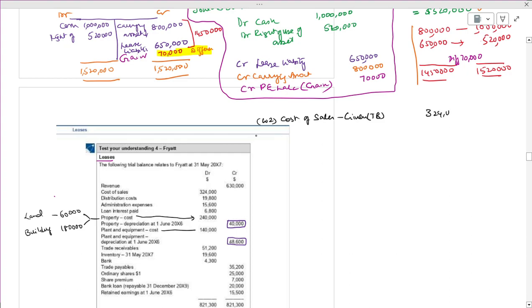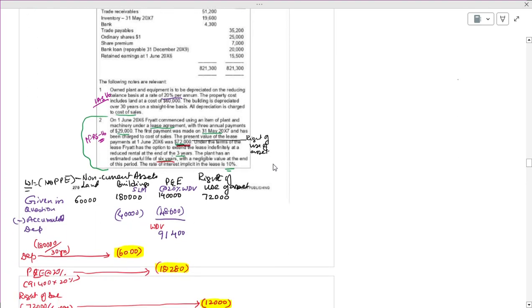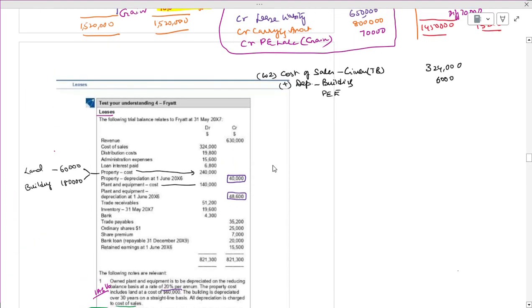324,000. Okay, now you have to add depreciation. Is that depreciation on buildings? How much? Depreciation on buildings is 6,000. Depreciation on plant and equipment, how much? 18,280. Is it right? Okay. Next, depreciation on right of use asset, 12,000. Is it right? Depreciation on right of use asset is 12,000.